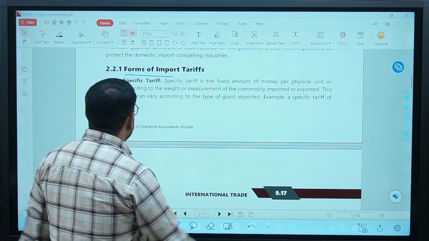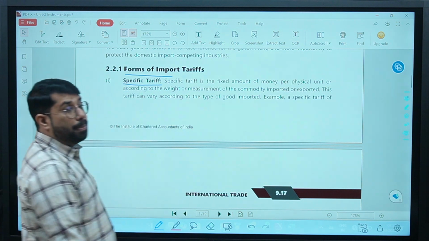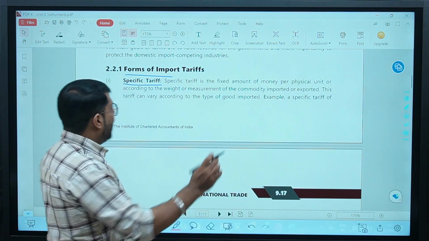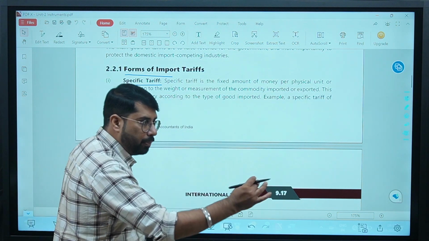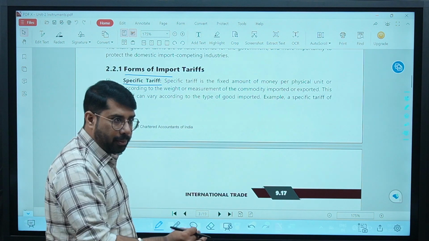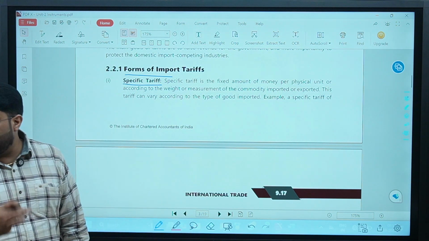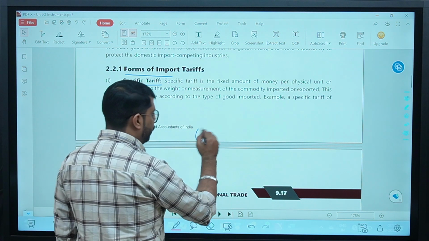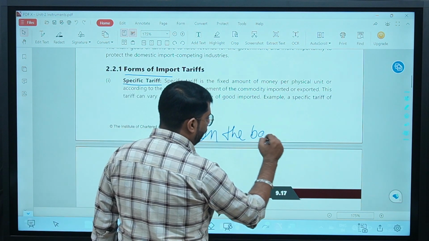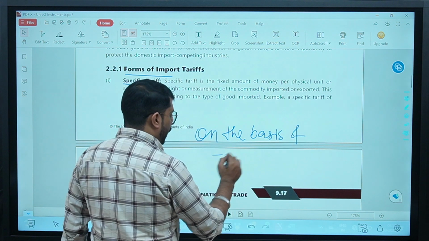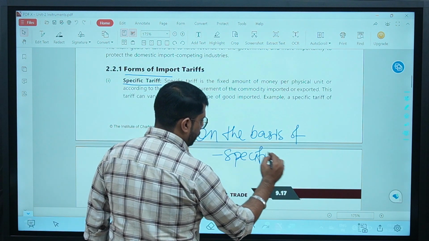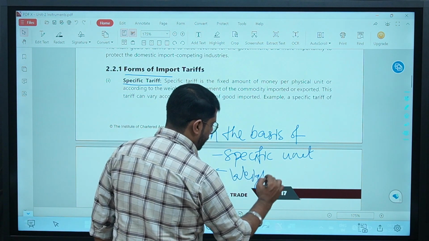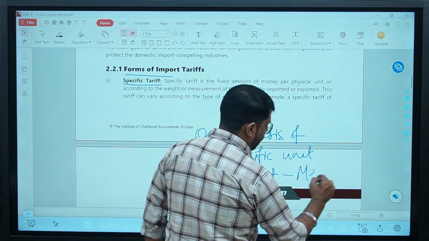See, the very first form of import tariff is specific tariff. Sir, what is specific tariff? A specific tariff or specific charge or specific duty or specific tax is a tax, a charge, a duty, a tariff which is imposed on the basis of either specific unit or weight or measurement.